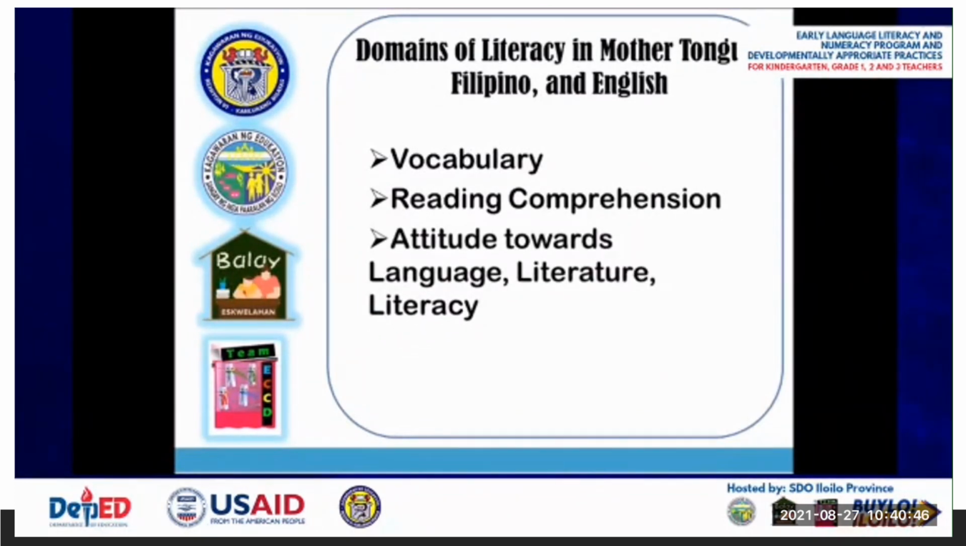Attitude towards language, literature, literacy. The learner demonstrates positive attitude towards language, literature, and literacy through valuing reading and writing as communicative activities. Lastly, study skills. The learner demonstrates developing knowledge and skills and strategies to listen, write, and read for specific purposes.